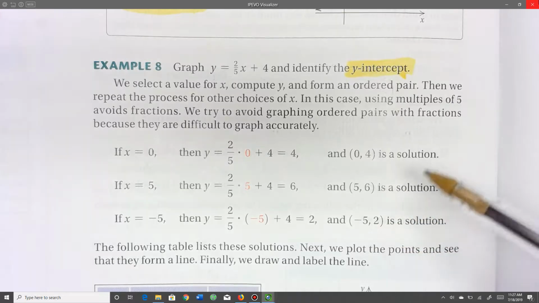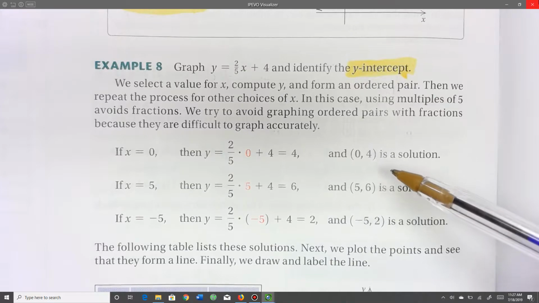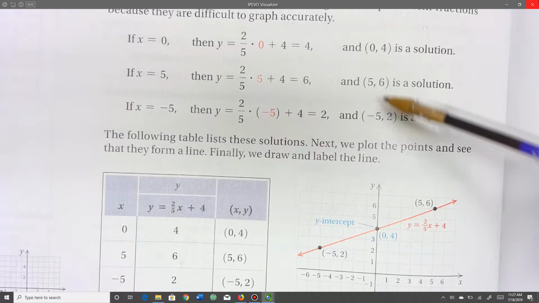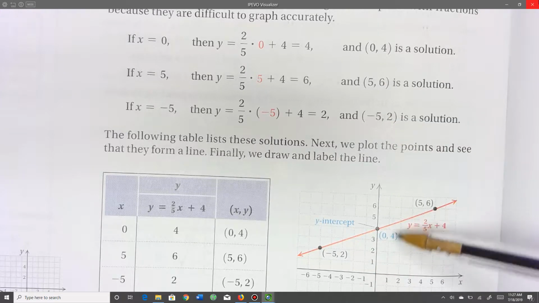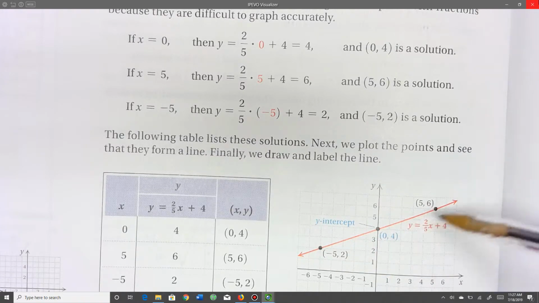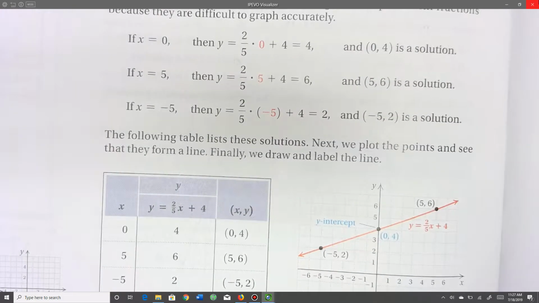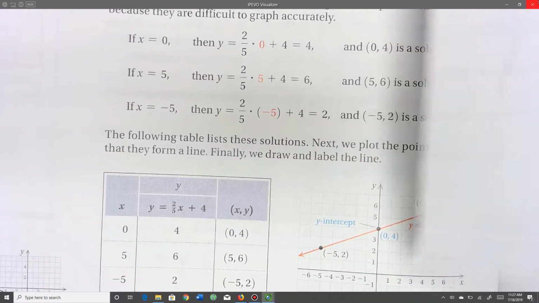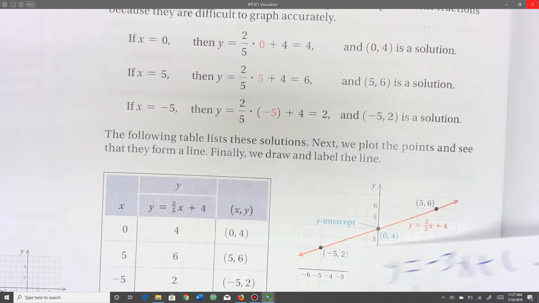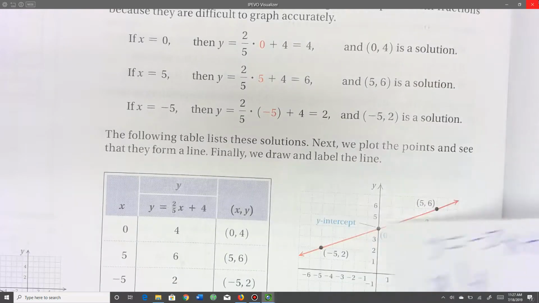And then they plotted these ordered pairs. They plotted all three there, and we could have done that, I remember, just by using this tiny table. You could have gotten this graph here. So that's all they did here.